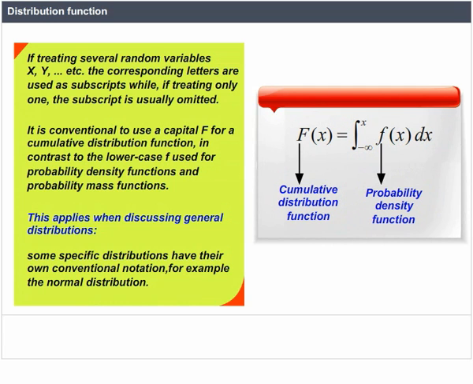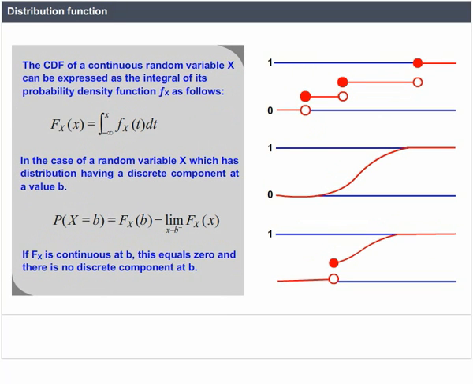The CDF of a continuous random variable X can be expressed as the integral of its probability density function f_X(x) as follows: F_X(x) equals the integral from minus infinity to x of f_X(t) dt. In the case of a random variable X which has a distribution having a discrete component at a value b, P(X = b) equals F_X(b) minus the limit as x tends to b of F_X(x). If F_X is continuous at b, this equals 0 and there is no discrete component at b.